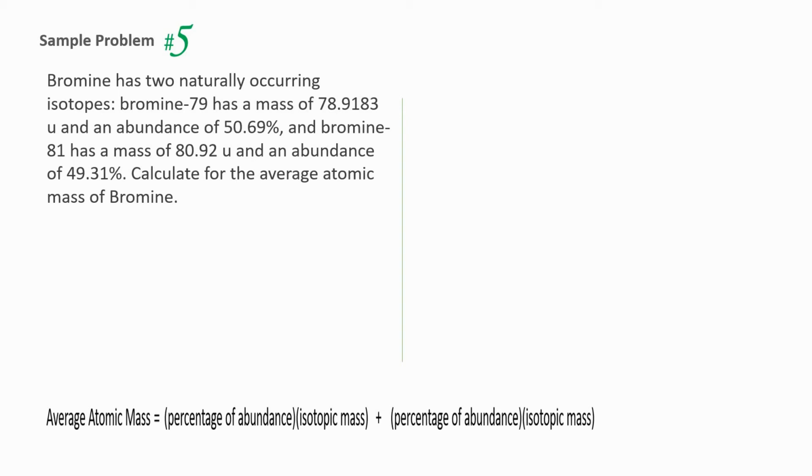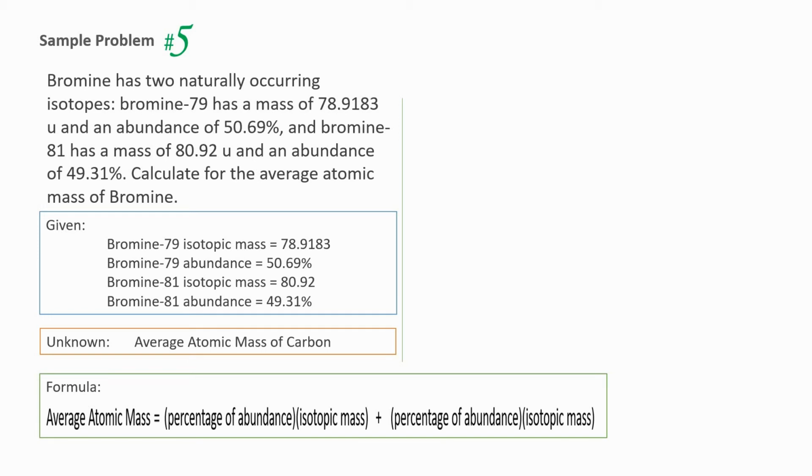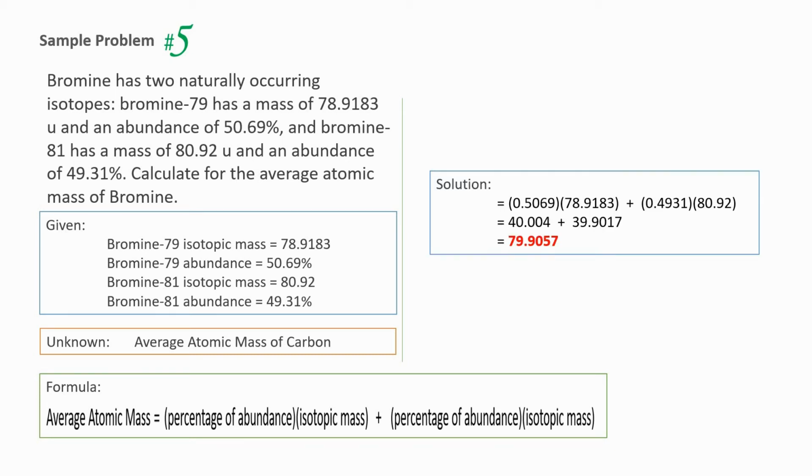Now we have the same kind of problem. We have a calculation for the average atomic mass for bromine. So the following are our givens, the following are our unknowns. You may pause this video to try and figure this out by yourself. This is still our formula. Now that you have decided to continue the video, okay, so let's deal with the solution. So simply the same, just multiply them, get the sum, and then you'll get 79.9057.